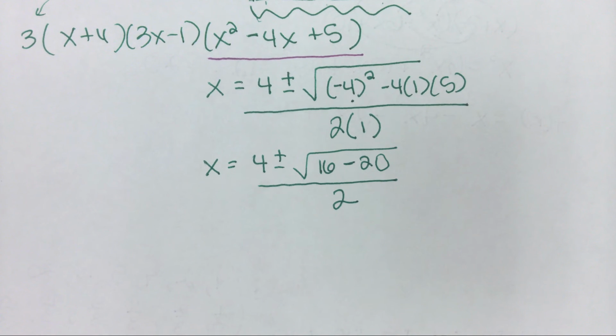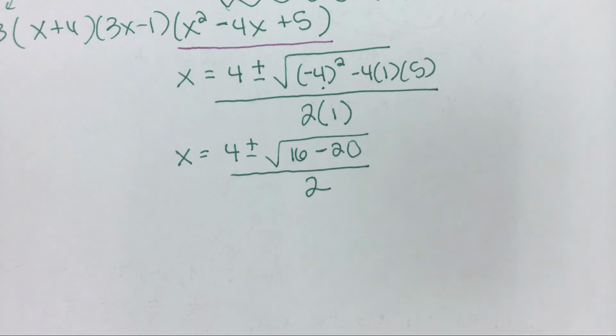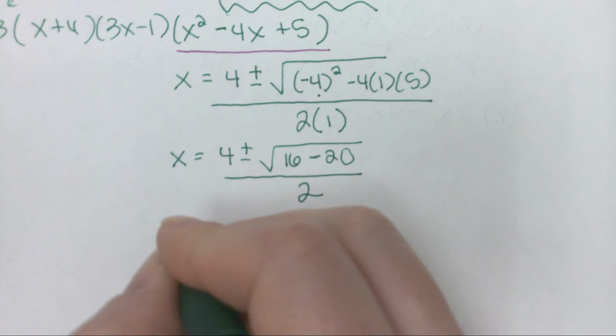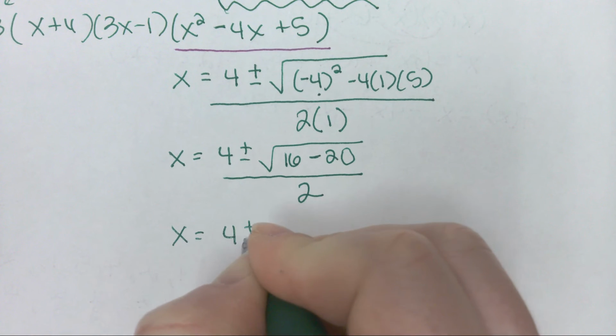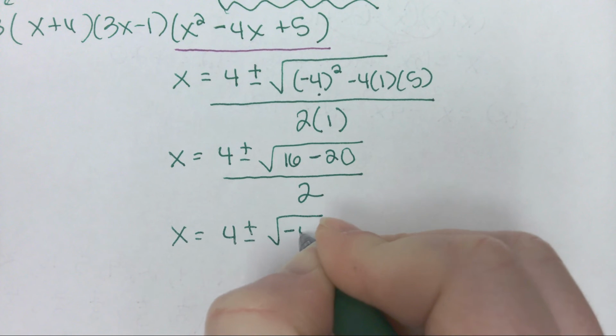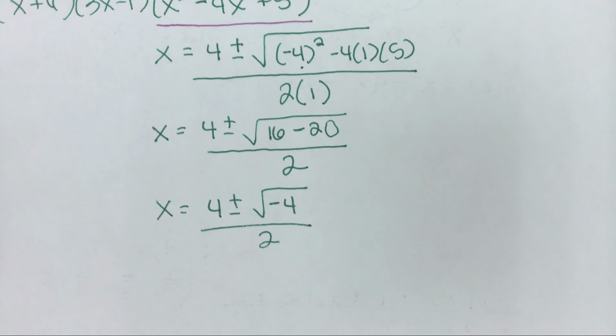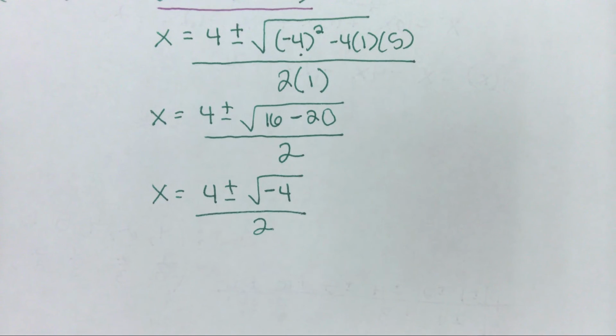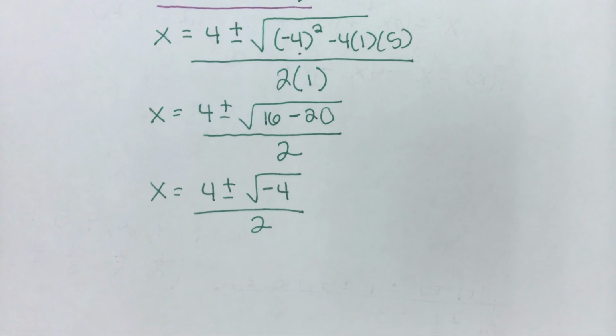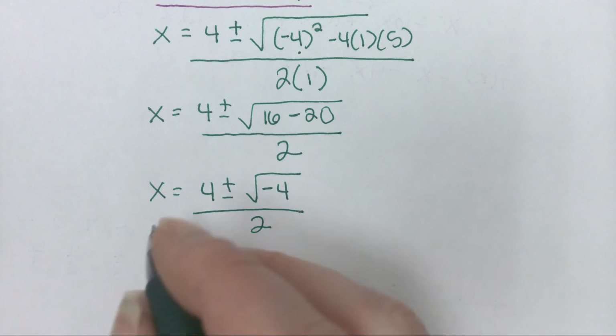You don't have to write the other step if you already knew. What is 16 minus 20? Yeah. So we have the square root of negative 4 all over 2. And what's the square root of negative 4? 2i.